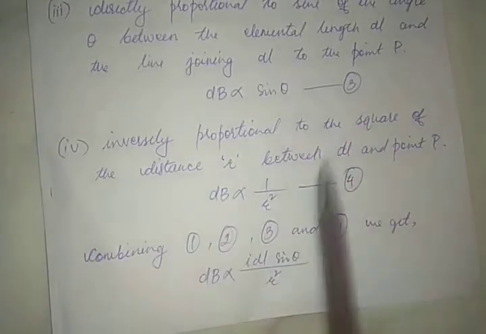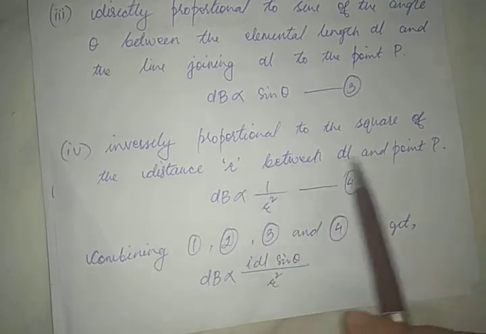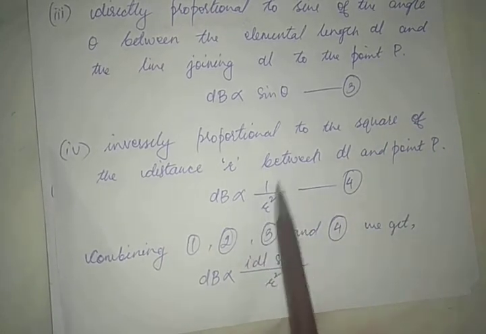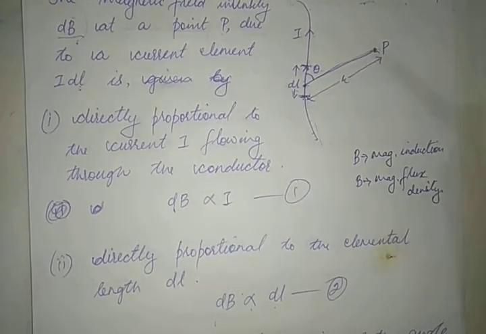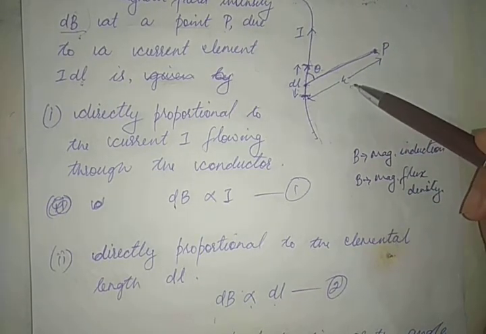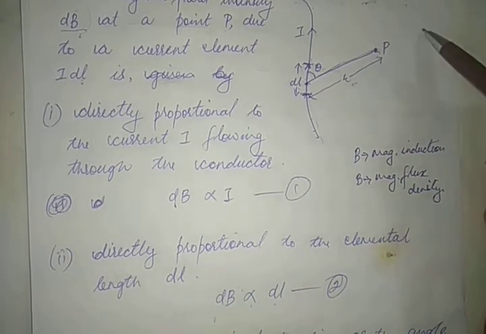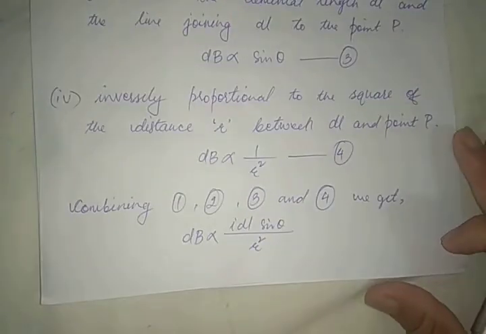And finally number 4, inversely proportional. dB is inversely proportional to the square of the distance r between dl and point P. So dB is proportional to 1 upon r squared, where r is the distance between point P and the current element. So magnetic field intensity is inversely proportional to the distance squared. Greater is r, lesser will be the magnetic field intensity.